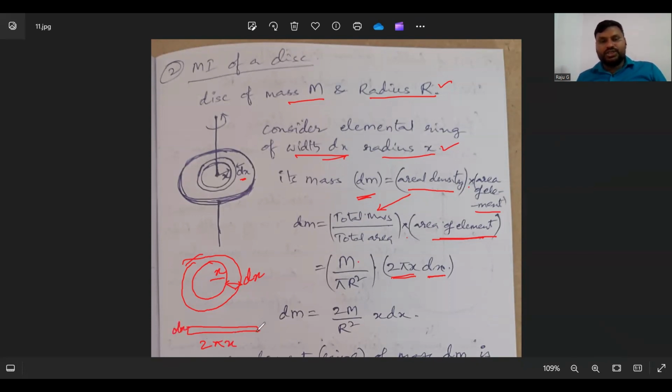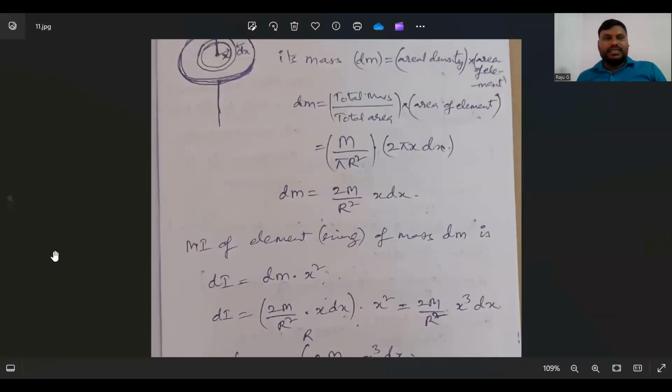So the area of this strip, a rectangular strip, is 2 pi x into dx. That's why the area of the element will be 2 pi x into dx. Then mass dm is equal to 2m by r square into x dx. MI of the element, MI means here moment of inertia, understand that. MI of the element, that is a ring of mass dm, is dI is equal to dm into x square.